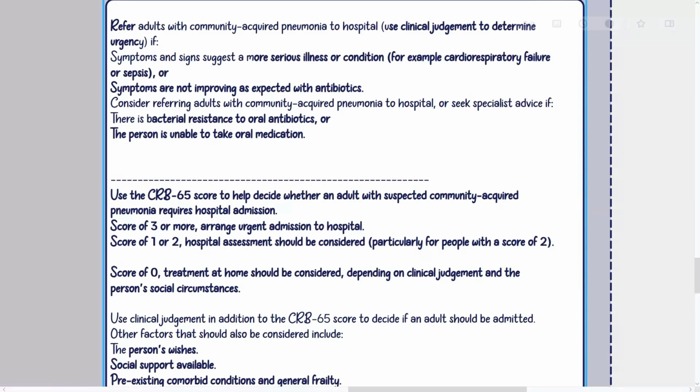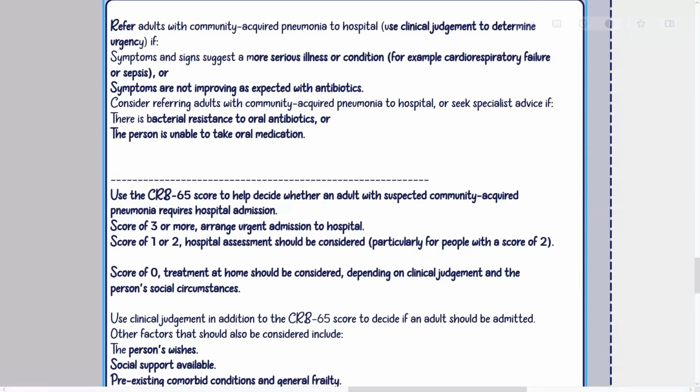Consider referring adults with community-acquired pneumonia to hospital, or seek specialist advice if there is bacterial resistance to oral antibiotics, or the person is unable to take oral medication. Use the CRB-65 score to help decide whether an adult with suspected community-acquired pneumonia requires hospital admission. Score of 3 or more: arrange urgent admission to hospital.